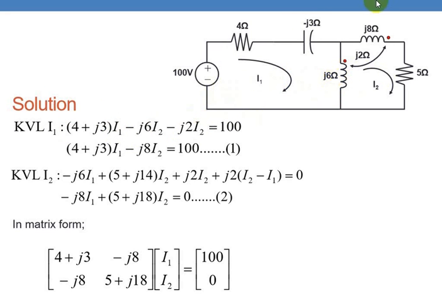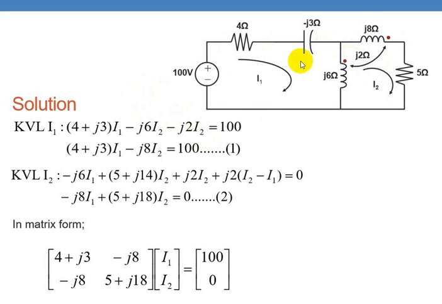So here these two coils are coupled. Therefore the mutual inductance is j2. So j2 into which current do you have to multiply? This coil is coupled to this coil. What is the current flowing in this? It is I2. So j2 into I2 is the voltage drop. Then you have to find out this sign.